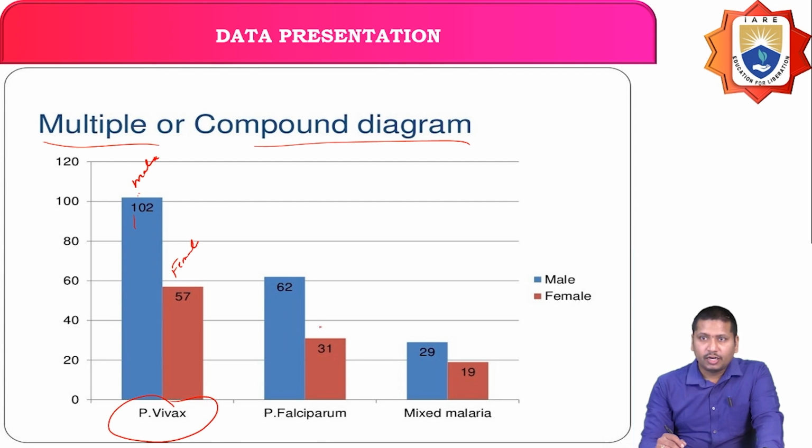Falciparum is another kind of representation. So we can use this for male and female. 62 male people suffer from falciparum, and female is this. And for mixed malaria, 29 male people suffer from mixed malaria, and 90 female people suffer from it.